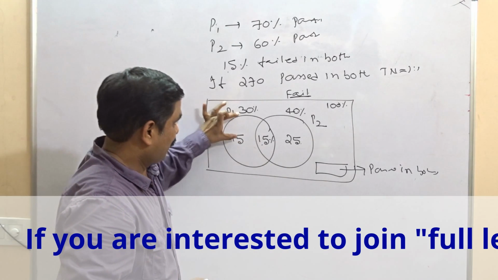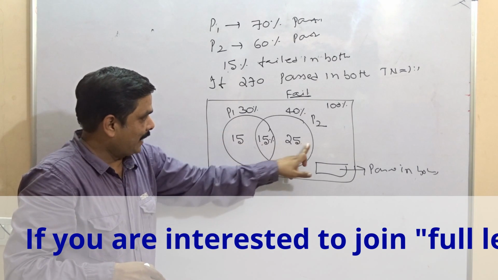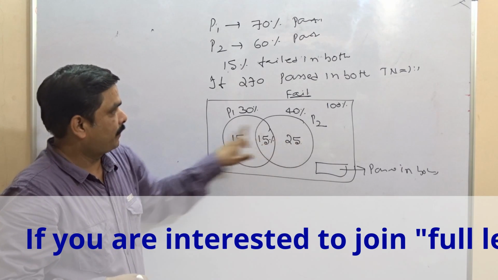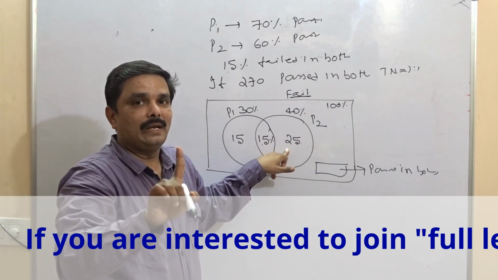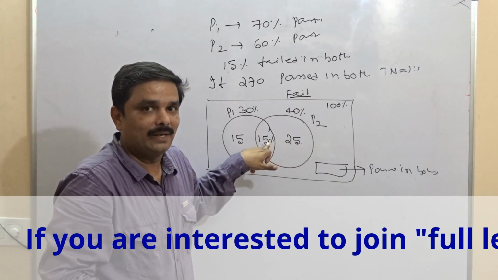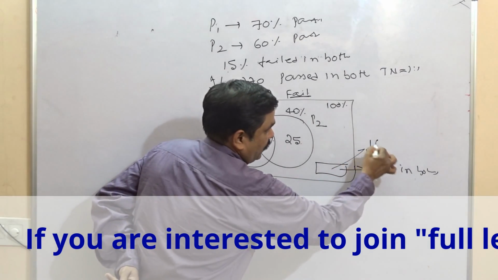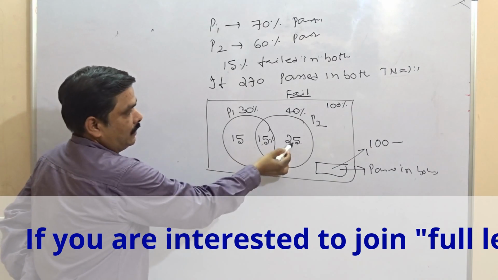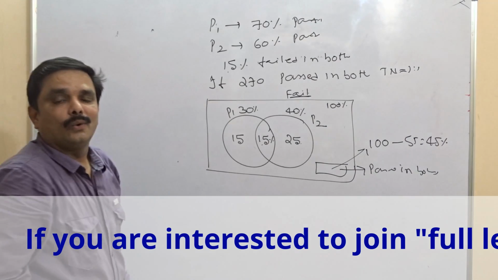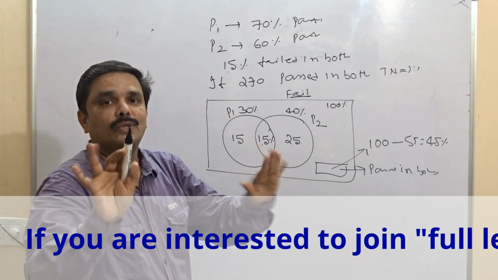Alright. So 30% failed here, 40% failed here, 15% failed in both. I added up this one. This is 30 plus 25, 55. 55% of the students failed in at least one subject. Total minus failed in at least one will give me passed in both. Now this refers to 100 minus 55, now it is 45. What's the final conclusion? 45% of the students passed in both the subjects.